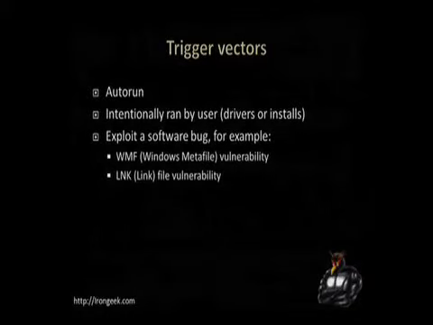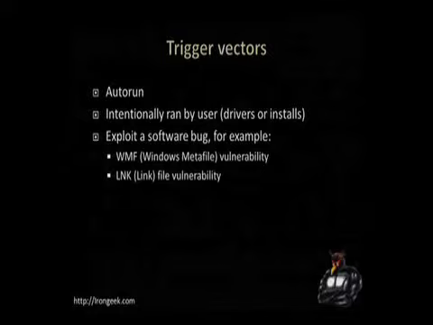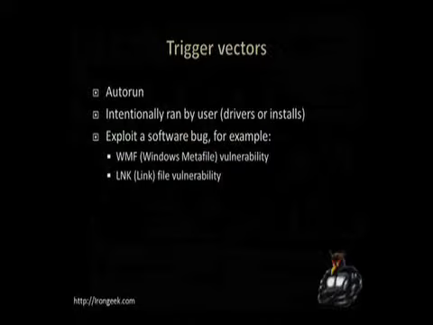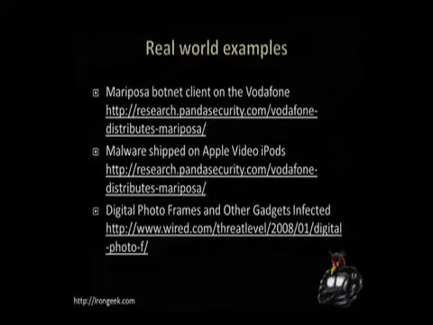Also, another trigger vector might be the exploitation of a software bug that does something automatically. Something like, let's say, the WMF vulnerability a while back, where just having the preview of the WMF file would cause something to execute, or you could make it execute something. Or the more recent link file vulnerability. Basically, someone opens up the mass storage, it hits this particular file, and because of this vulnerability in how Windows Explorer works, it automatically executes the malware. All these are possible vectors.